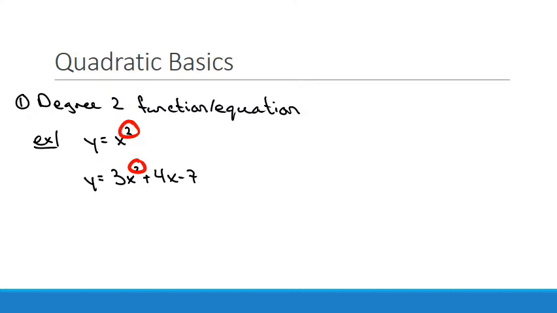If it was an equation, we simply swap out the y for a 0. So I could have x squared equals 0, or I could have my 3x squared plus 4x minus 7 equals 0. Once again, the thing to watch out for is that the largest exponent is a 2.